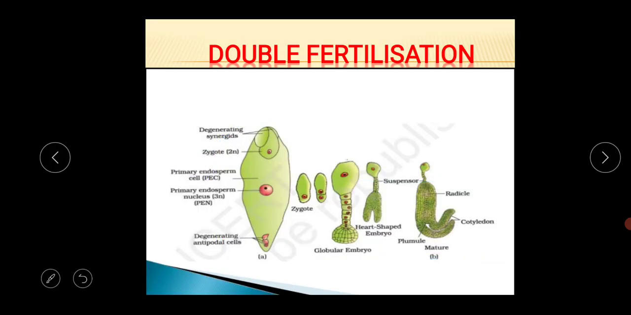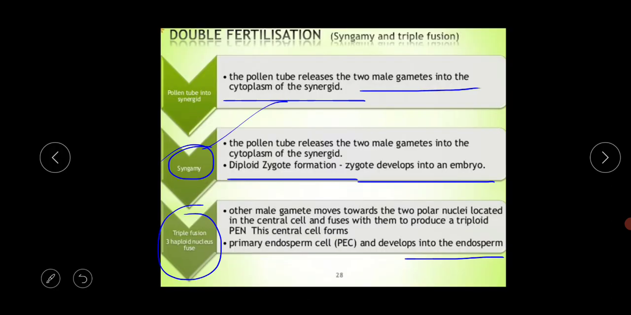So this is the picture, the schematic diagram of the double fertilization. I am repeating again: what is the meaning of double fertilization? Double fertilization takes place in the flowering plant's body, and it has a total of 3 steps. The first step is the pollen tube entering the synergid.